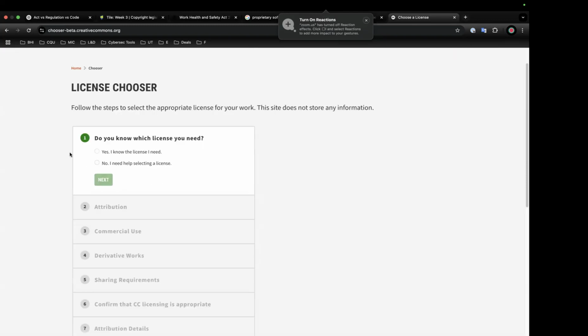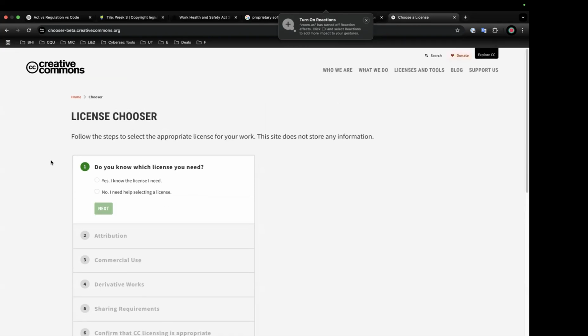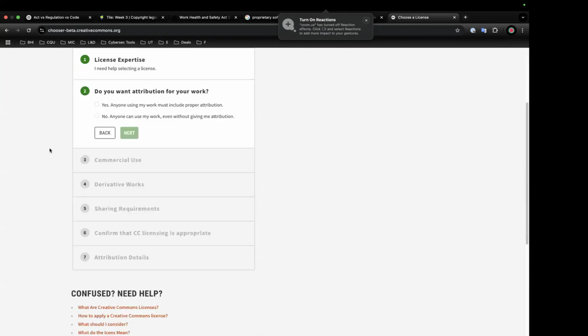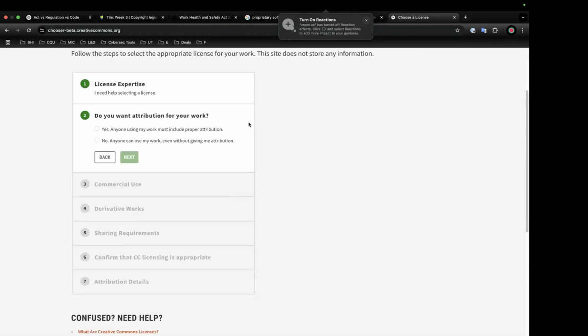Here you can see this will help you choose what type of credit they should give you if they were to use your work. Do you know which license you need? We'll just say no, just say we're a newbie and we don't know what to apply for. We can go next. And then here it talks about attribution for your work. What does it mean by attribution for your work? Anyone want to quickly explain that?